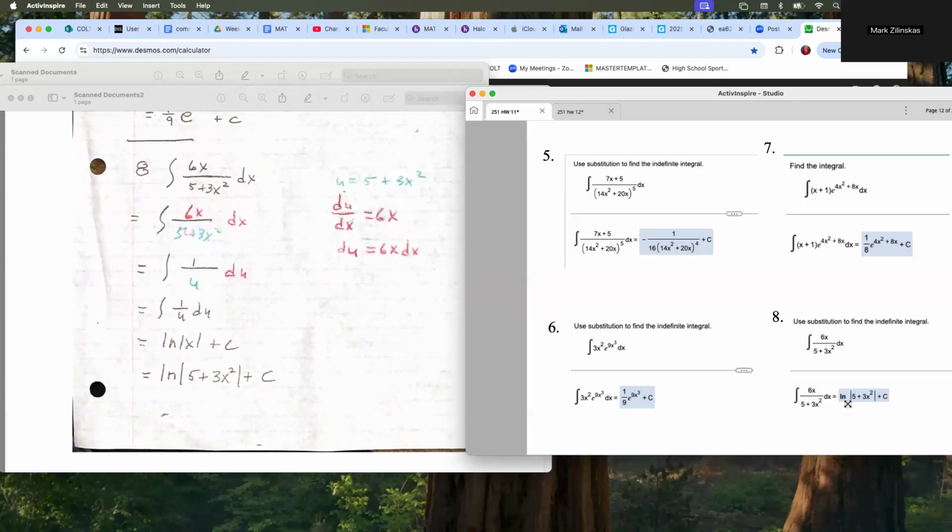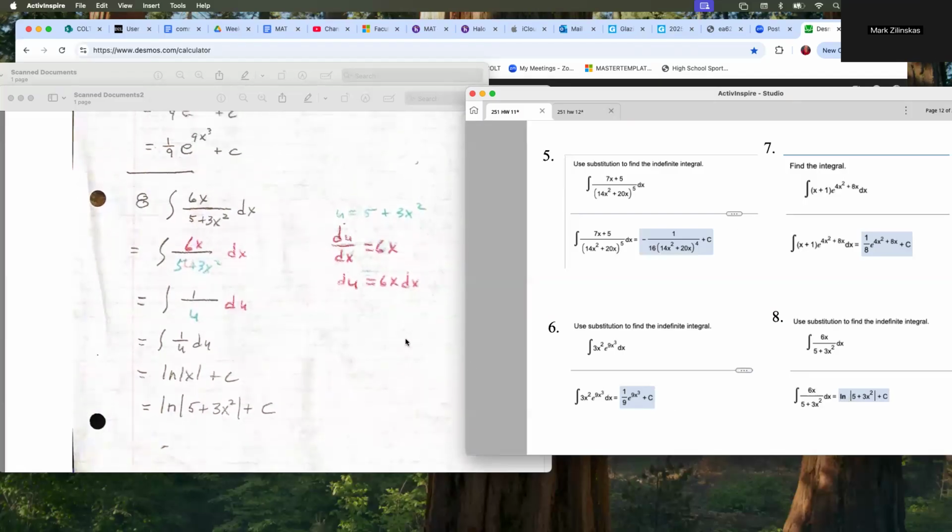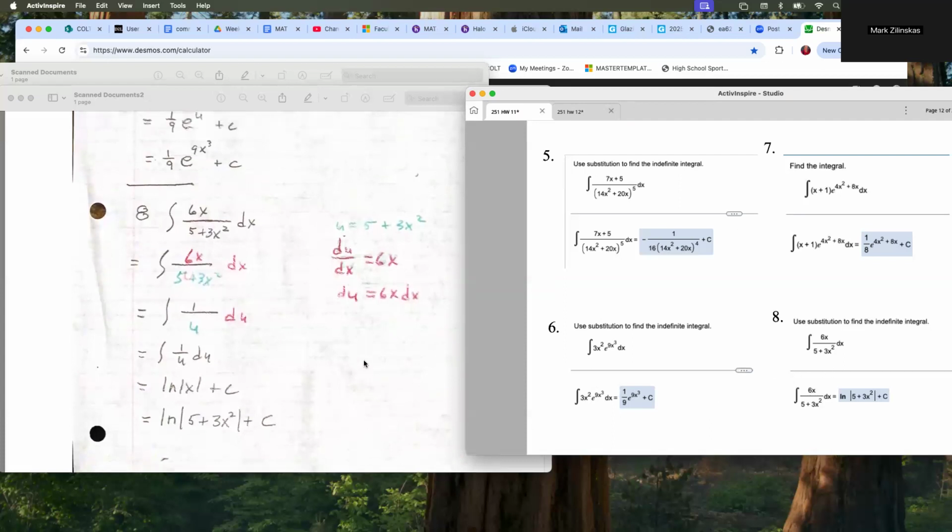Okay, so there you have it. Number 6, yes, and number 8 I had here in addition to the other ones I had, and you have a whole bunch of these to do, and we're still going to use this method when we're working with definite integrals, and we'll explain what those are in the next video.